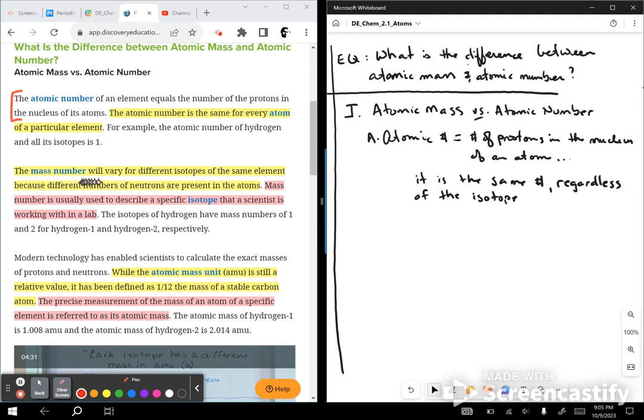The mass number will vary for different isotopes of the same element because different numbers of neutrons are present in the atoms. Okay. Mass number is usually used to describe a specific isotope that a scientist is working with in a lab. The isotopes of hydrogen have mass numbers of 1 and 2 for hydrogen 1 and hydrogen 2, respectively.